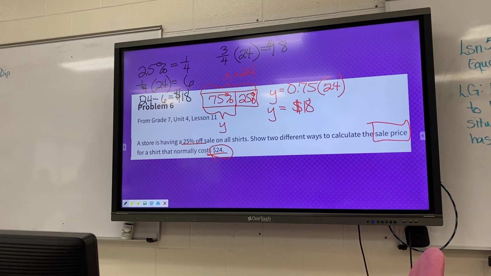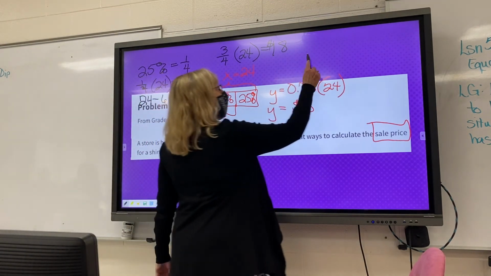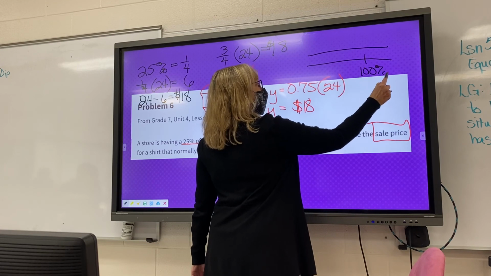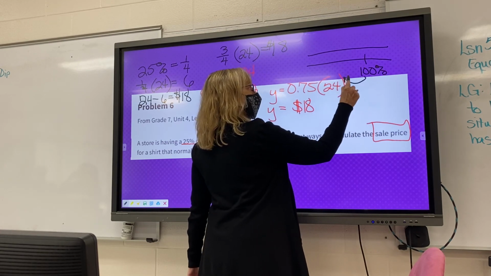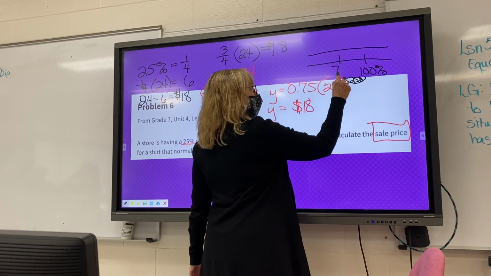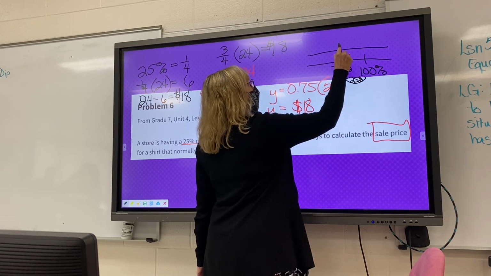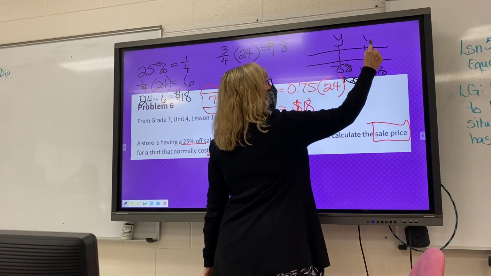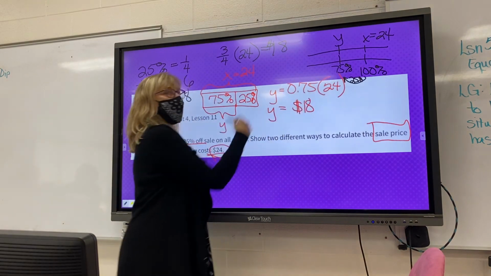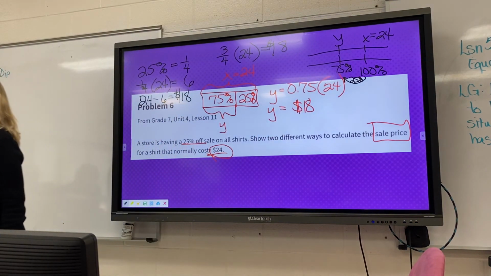All right, a double number line you said? Okay, we've got 100%. You told me it's a decrease. It's decreasing by 25%. So it'll be 75. So it's at 75. That's Y. That's X. We know that's 24. And there's your equation right there. Yep. Any other ways?